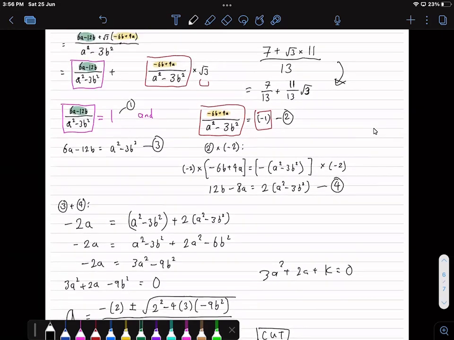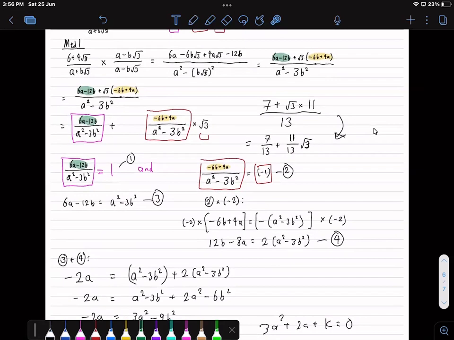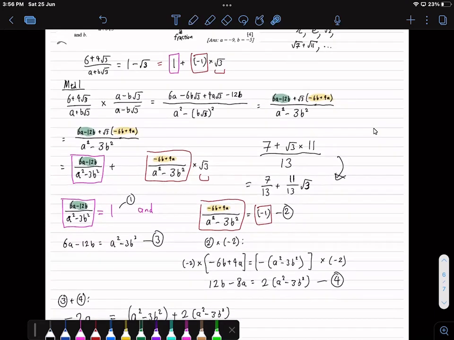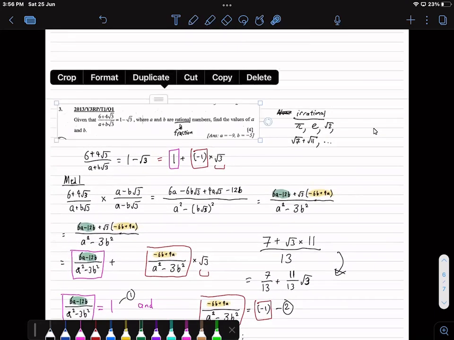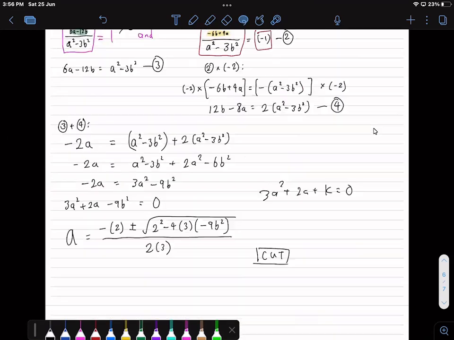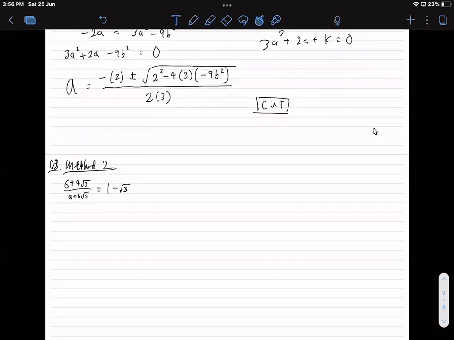Okay, but you can solve these two equations simultaneously. It's just that it's a little bit difficult. Yeah, very difficult. Okay, I'm gonna leave it first. Then what I'm gonna do is I'll do method 2. So method 2, what we do here will simply be to... Method 2. This is question 3.